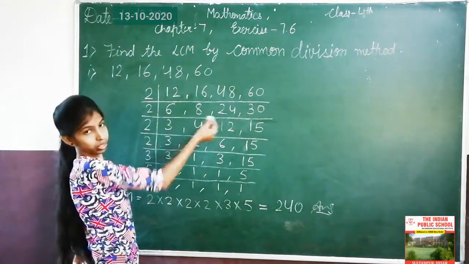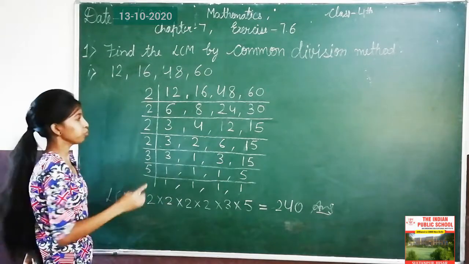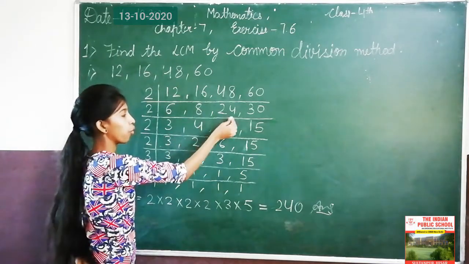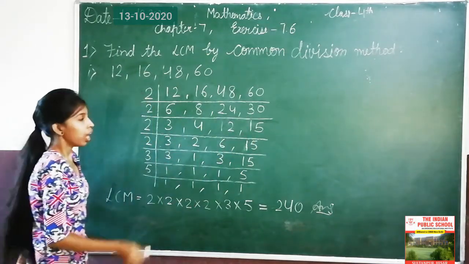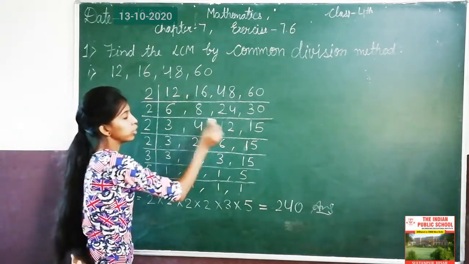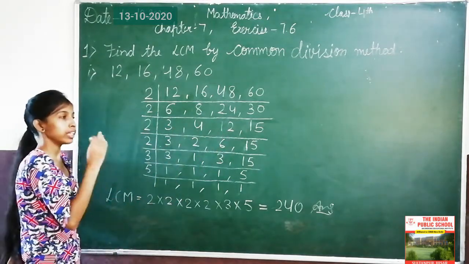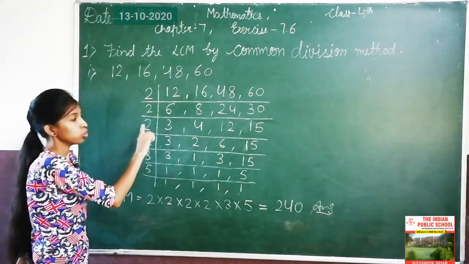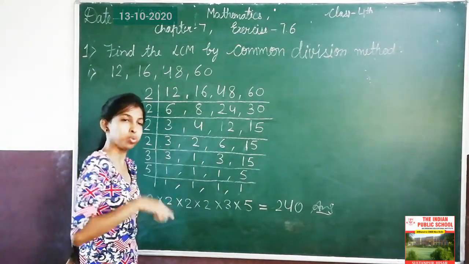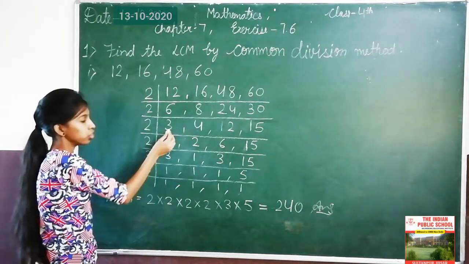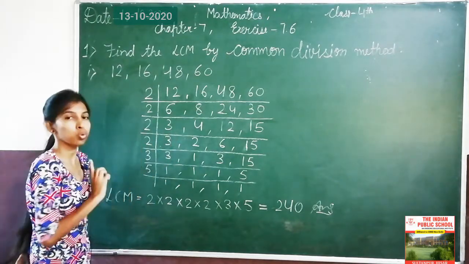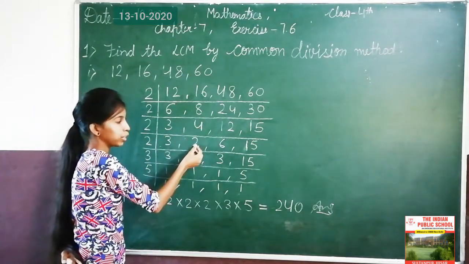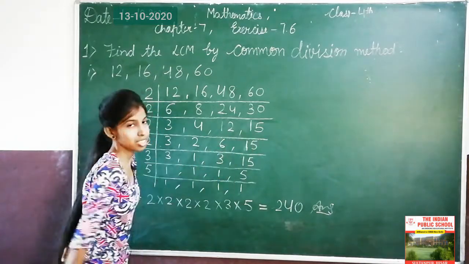Now again there are all even numbers, so again we will divide by 2. In the table of 2, 6 will come at 3, 8 at 4, 24 at 12, 30 at 15. Again, here two numbers are even and two numbers are odd. But we will divide as long as at least two numbers are divisible. So we will take 2. In the table of 2, 3 will remain unchanged, because if any number is not divisible, we will keep it the same. So 3 remains the same, 4 at 2, 12 at 6, 15 remains the same.